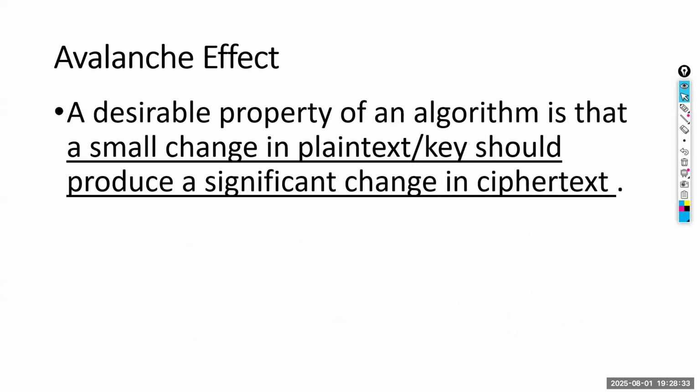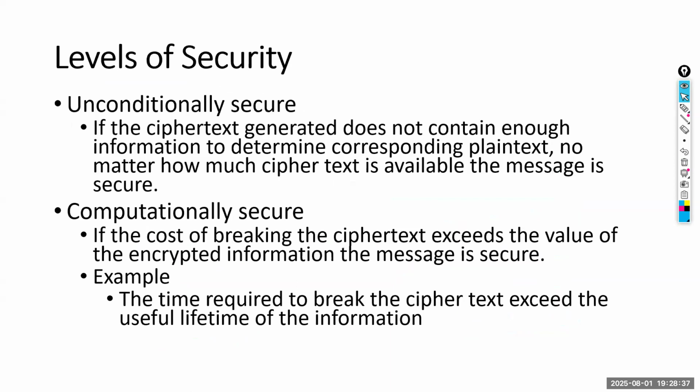So let's discuss a few more theoretical aspects and finish it. Okay. Right. Levels of security. So when it comes to information system security, we can look at two levels of security: unconditionally secure and computationally secure.